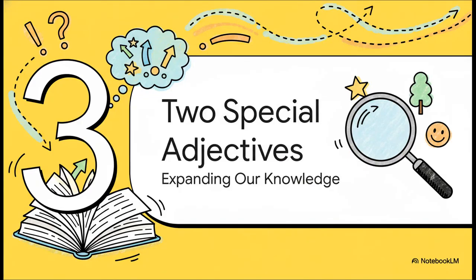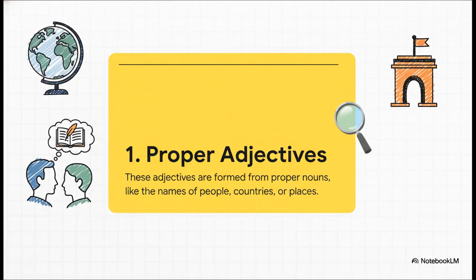Fantastic! We've now understood the 4 types of number adjectives. But let's not stop there. Let's expand our knowledge by looking at 2 more special and very useful types of adjectives. First, we have proper adjectives. These are very interesting because they are formed from proper nouns, the special names of people, countries, or places. For example, from the proper noun India, we get the proper adjective Indian.